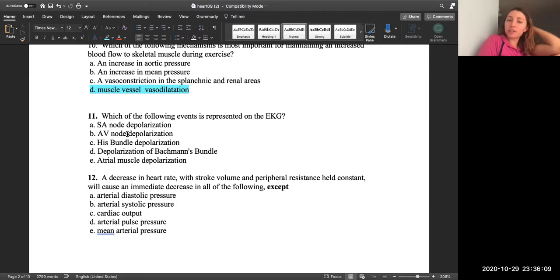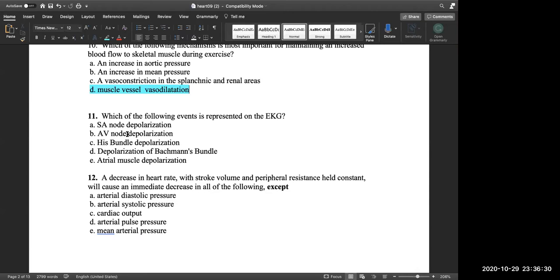All right. Which of the following events is represented on the EKG? Oh my gosh, this is the question. All right. SA node depolarization, AV node depolarization, His bundle depolarization, depolarization of the Bachmann's bundle, atrial muscle depolarization.